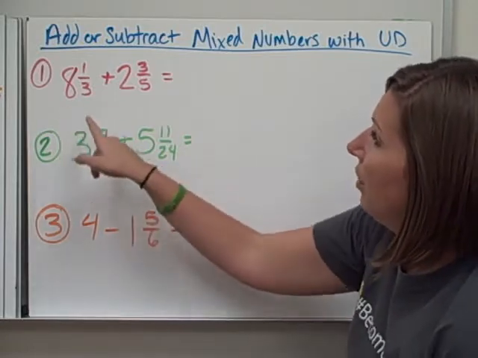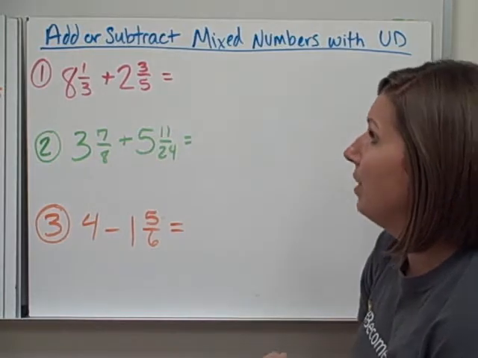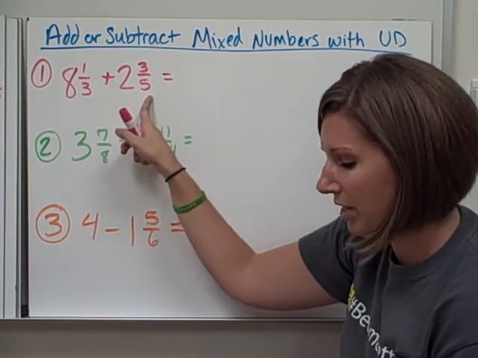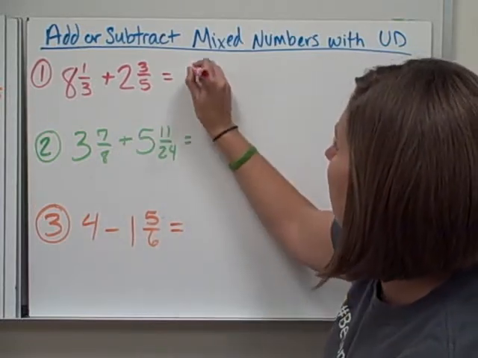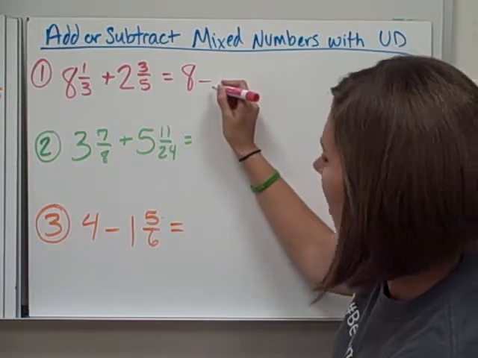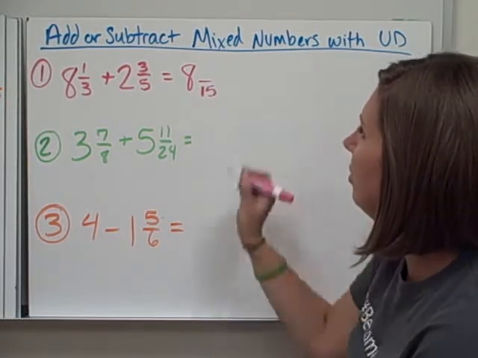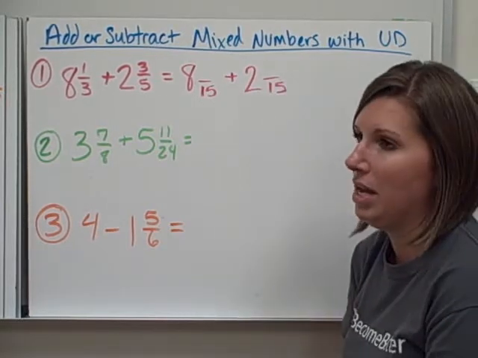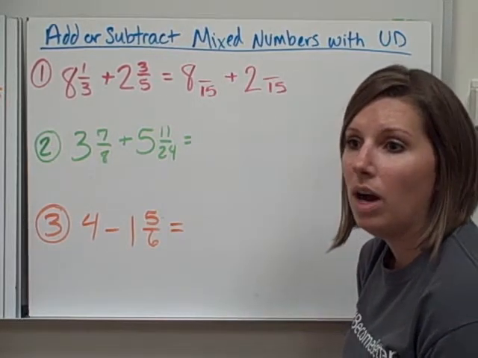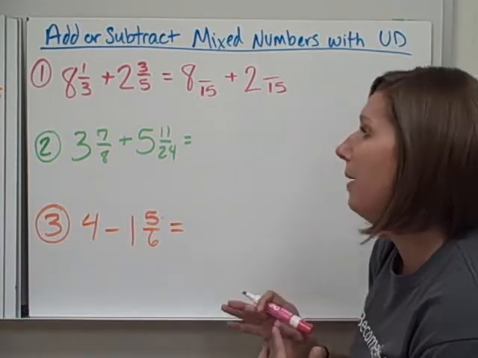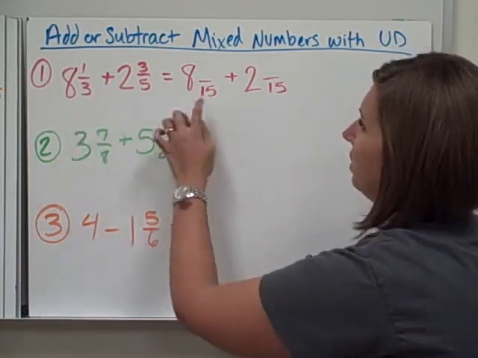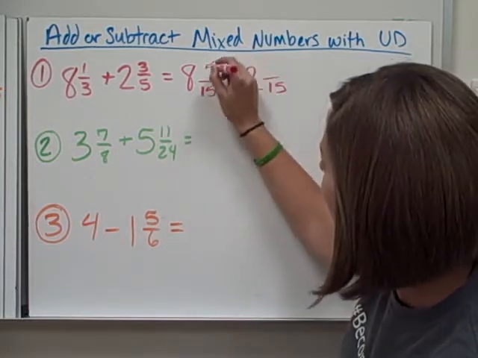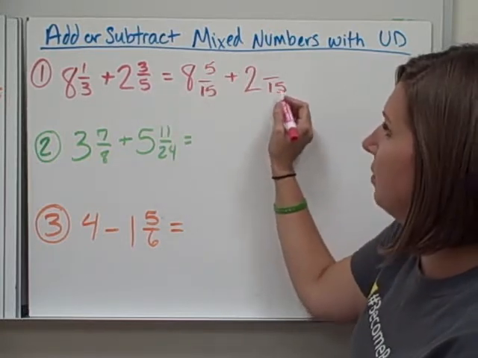I've got 8 1/3 and 2 3/5. I notice that 3 and 5 are unlike denominators, so I'm going to have to change them. So I'm just going to rewrite this 8 blank, and then 15 is going to be the new denominator, and 2 blank with 15 as the new denominator. That's how I set it up, just so I'm organized when I get ready to multiply. So 3 goes into 15 5 times. 5 times 1 is 5. 5 goes into 15 3 times. 3 times 3 is 9.